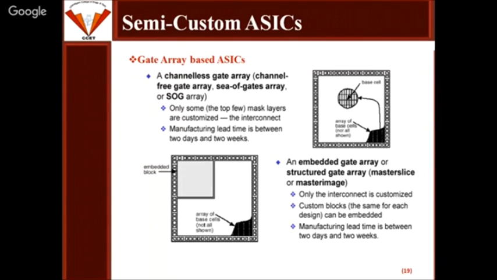Only the top few mask layers are customized, and the manufacturing lead time is again about 2 weeks. So, if we compare channeled and channel-less ASIC, in which will the interconnection length be more? Path length basically depends upon the placement of the devices. It is highly dependent on that. For the same circuits, the design will be the same and the block arrangement would be the same. But if we compare both gate arrays, you will not find so much difference.